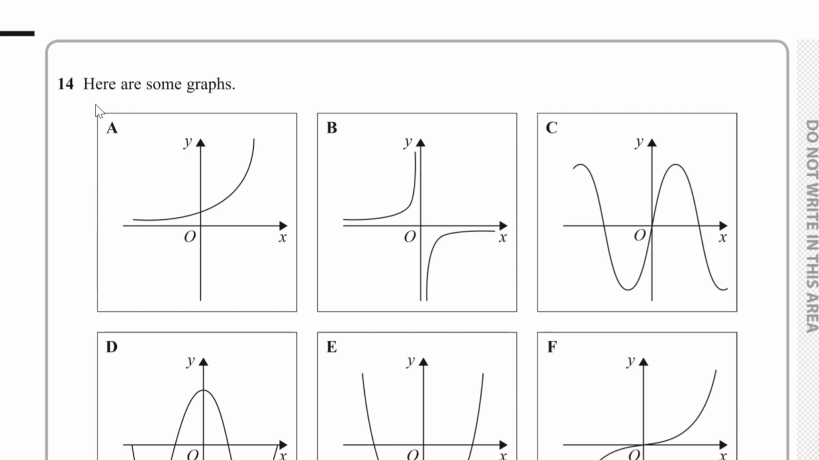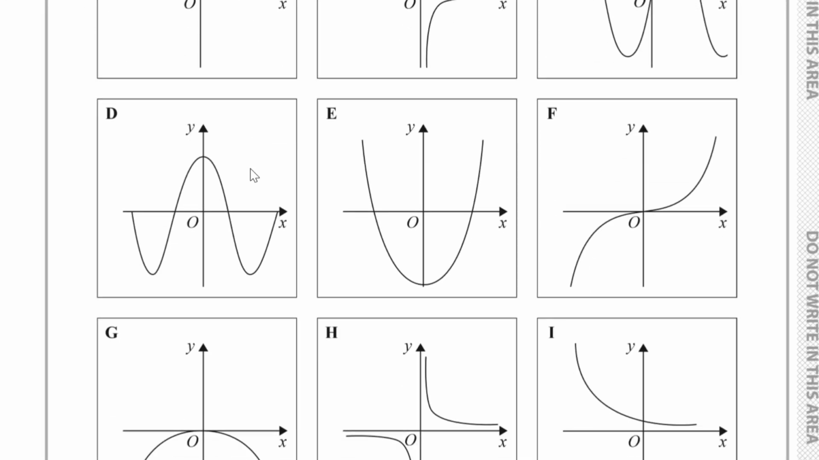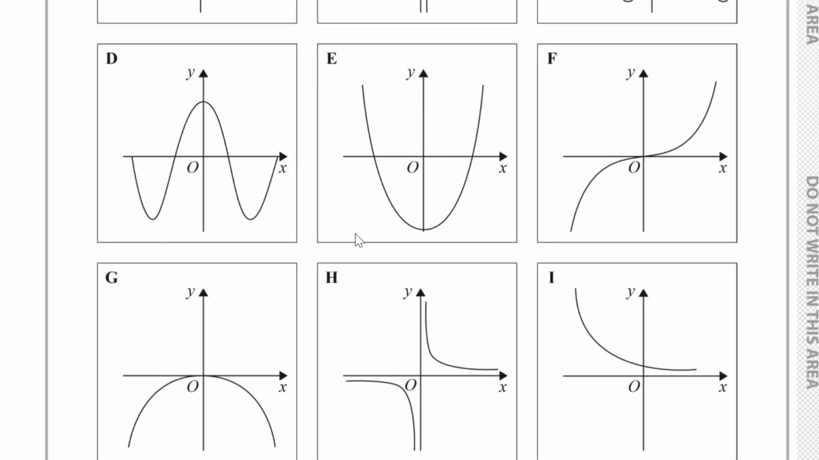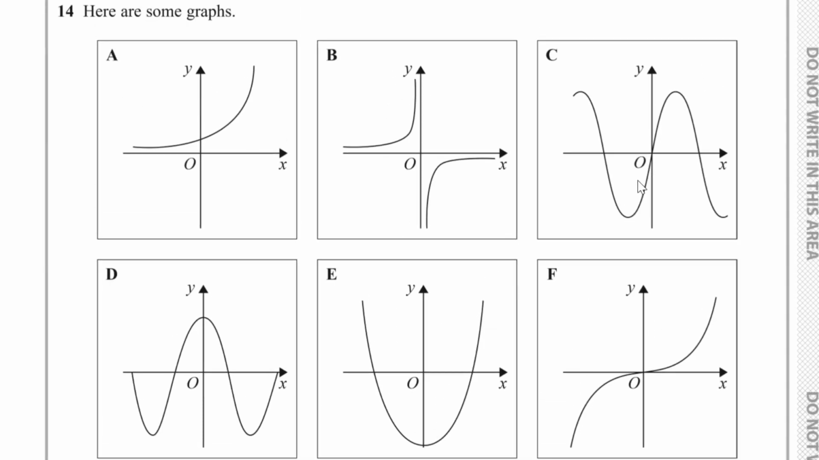Question number 14. Here are some graphs, and in this table over here we have to match each equation with the letter of its graph. So y equals sin x, well, of course that will be graph C. Starts at 0, here it crosses at 180. We've got a maximum at 1, a minimum at -1.